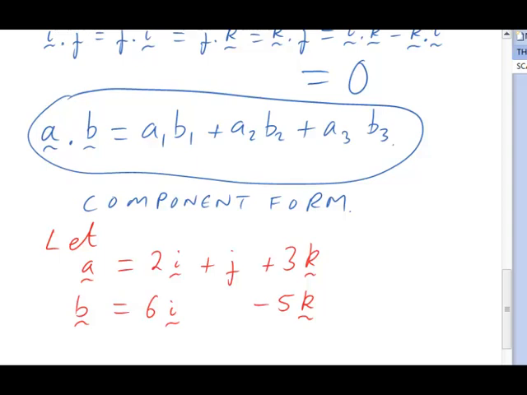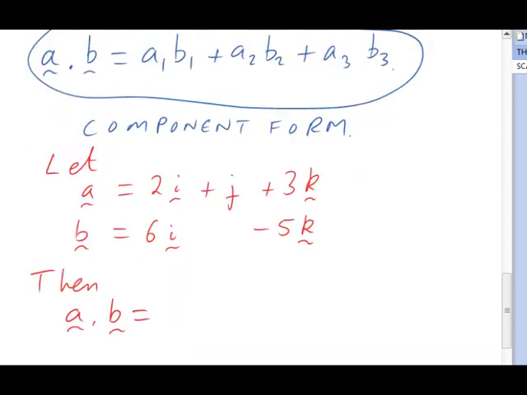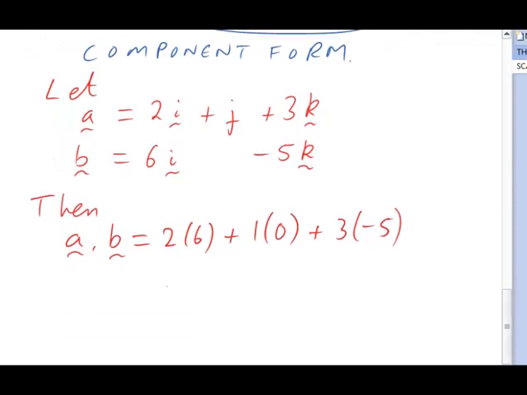Let's now use the formula above to write out the dot product of a dot b. All we've got to do is to multiply the corresponding numbers. So the a1 and the b1 are 2 and 6. So that's 2 lots of 6. The a2 and the b2, a2 has 1j, so that's plus 1, and b2 is 0 because there's no j. And finally, a3 and b3. Notice b3 is negative. That simplifies to 12, subtract 15, and the answer is negative 3.